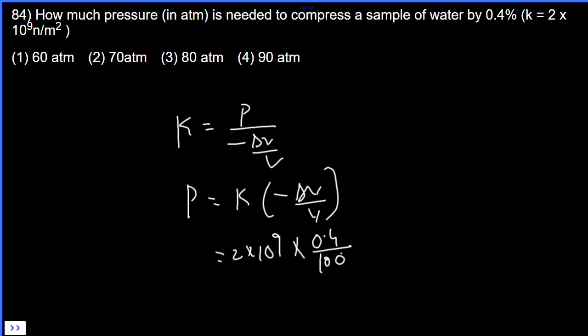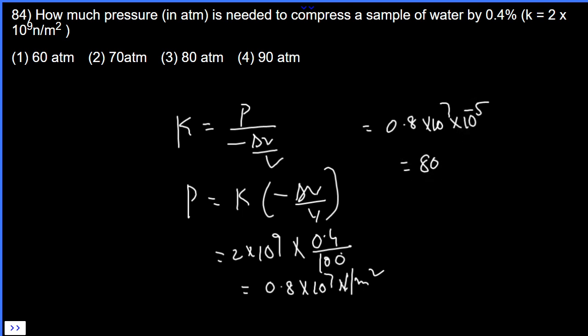After that we will get 0.8 into 10 to the power of 7 Newton per meter square, which is converted into atmospheres: 0.8 into 10 power 7 into 10 to the power of minus 5, which is equal to 80 atmospheres. The conversion is 1 atm is equal to 10 power 5 Newton per meter square. So option number 3 is the correct one.